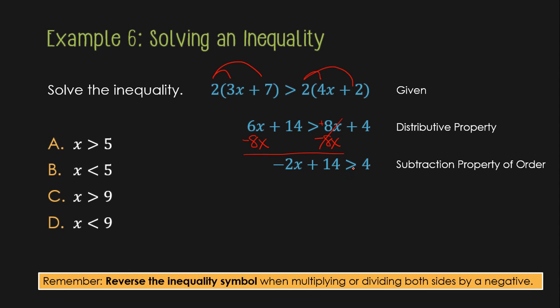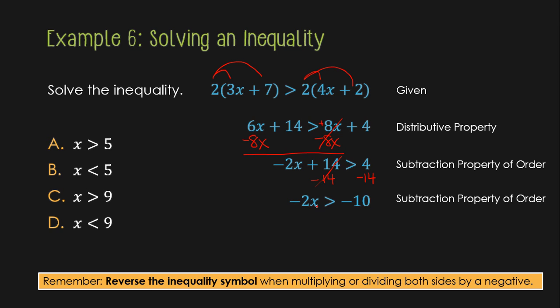So my sign is greater than. So now I can go ahead and move this positive 14 to the other side by subtracting it, because remember, to move something to the other side, we do the inverse operation, or we switch the sign. Okay, so here my 14s would cancel, so I'm left with negative 2x is greater than negative 10, because 4 minus 14 is negative 10. And now we just need to get x by itself.